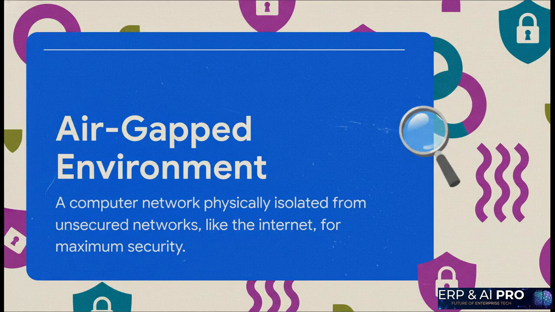Now, how do we get that ultimate Fort Knox level security? The answer is something called an air-gapped environment. And look, this is not just a fancy firewall. We're talking about physical isolation. The computer network running your AI has zero connection to the public internet. It's a digital bank vault. Nothing gets in, and more importantly, your private data never, ever gets out.